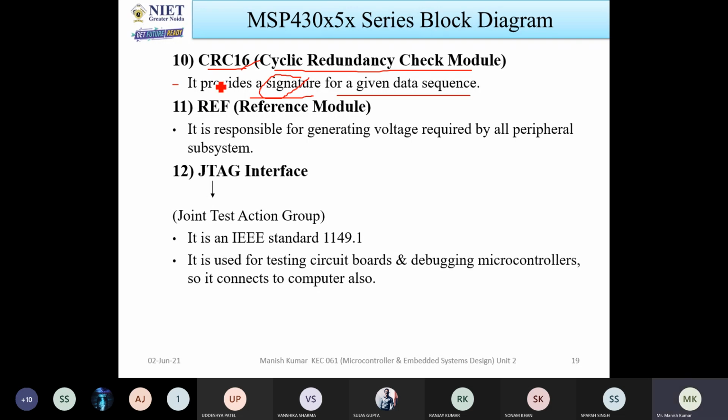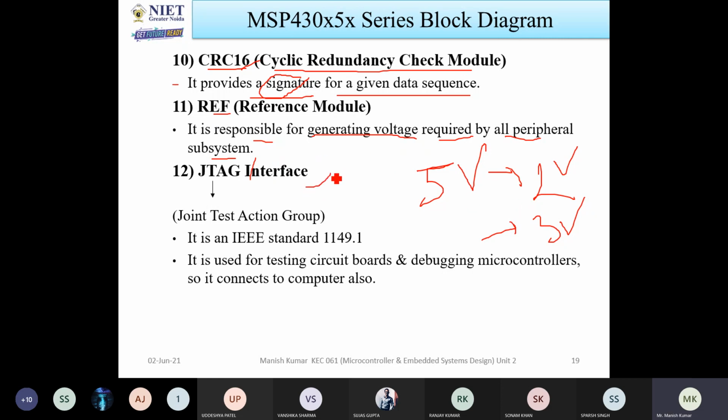And we are also talking about the reference module. What is the reference module? It is responsible for generating the voltage required by all peripherals of the system. All the peripheral devices working with the help of this microcontroller, for all devices, the reference module is available to supply the voltage. If the microcontroller has a 5 volt supply, and something requires 2 volt, it will provide 2 volt. If some peripherals require 3 volt, it will provide 3 volt. All these things are the responsibility of the reference module.